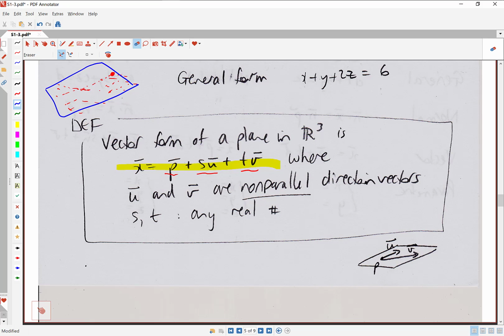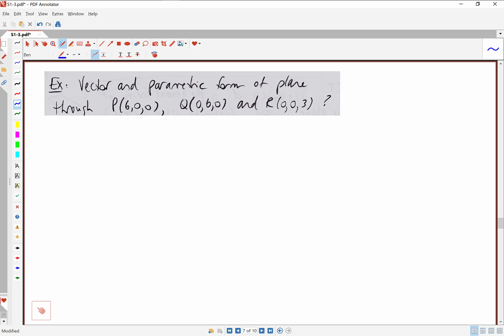So let's practice vector and parametric form for a plane. So let's find the vector and parametric form of the plane through 3 points. So we'll just draw a picture here. So we've got some plane, and we know 3 points, let's say P, Q, R, are positioned like that. Doesn't really matter how we position them in this diagram.